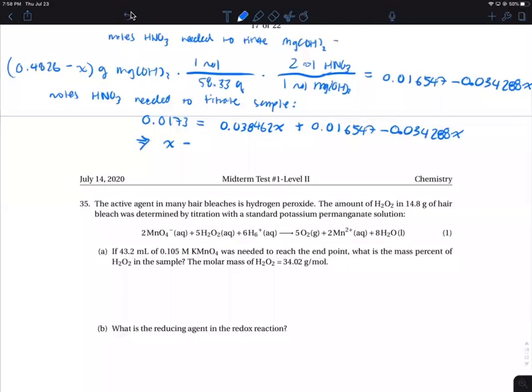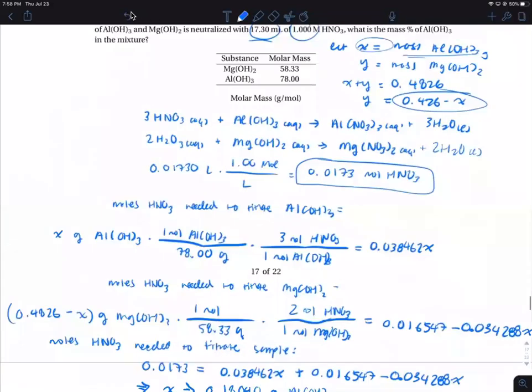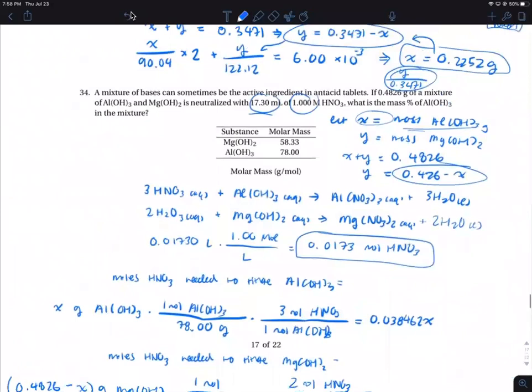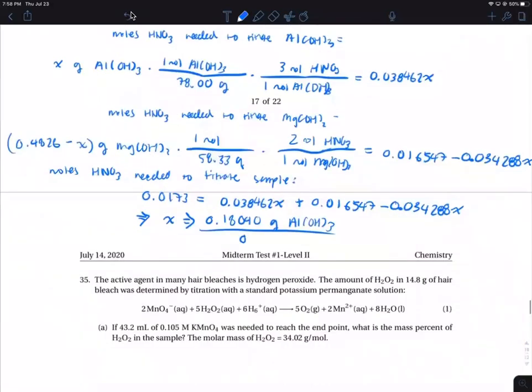So x is going to be around 0.18040 grams AlOH3, and then from there we divide this by the mass of the sample, which was 0.4826, multiply by 100%, and that gives us around 37.38%. And that's the mass percent.